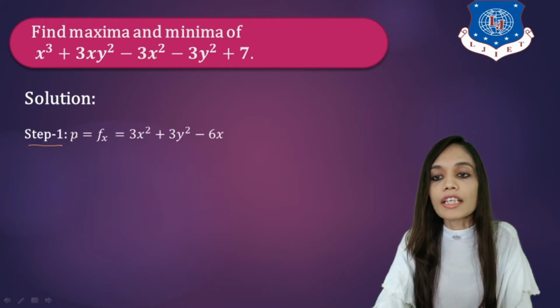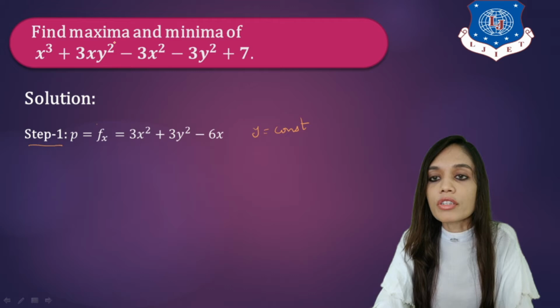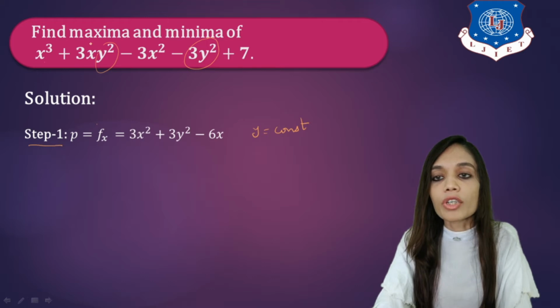Step 1, that is p is equal to fx, that is partial derivative with respect to x. So we have to keep y as constant. Now start doing the derivative. The derivative of this will be 3x square, derivative of this will be 3y square, because derivative of x will be 1. Here the derivative will be 6x. These two are constant terms, so derivative will be equal to 0.